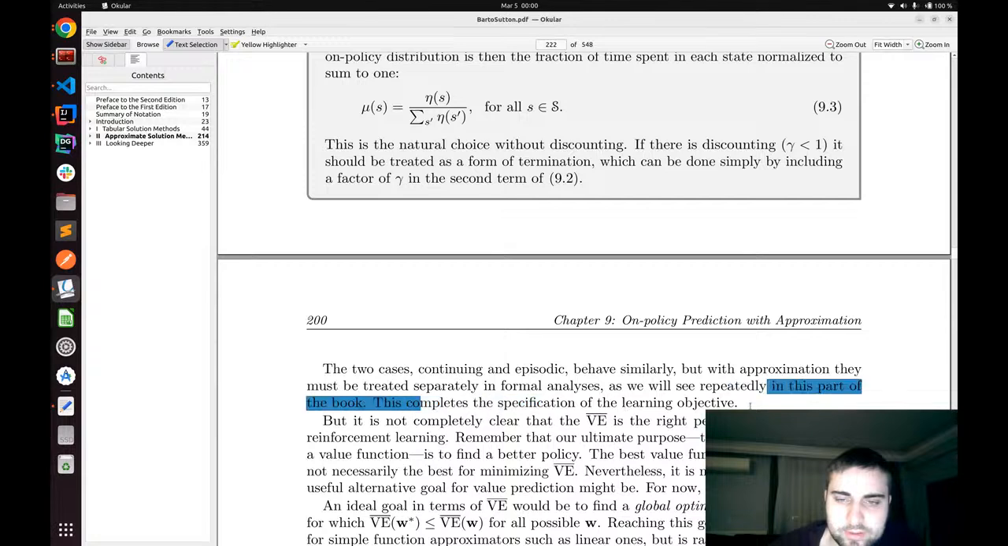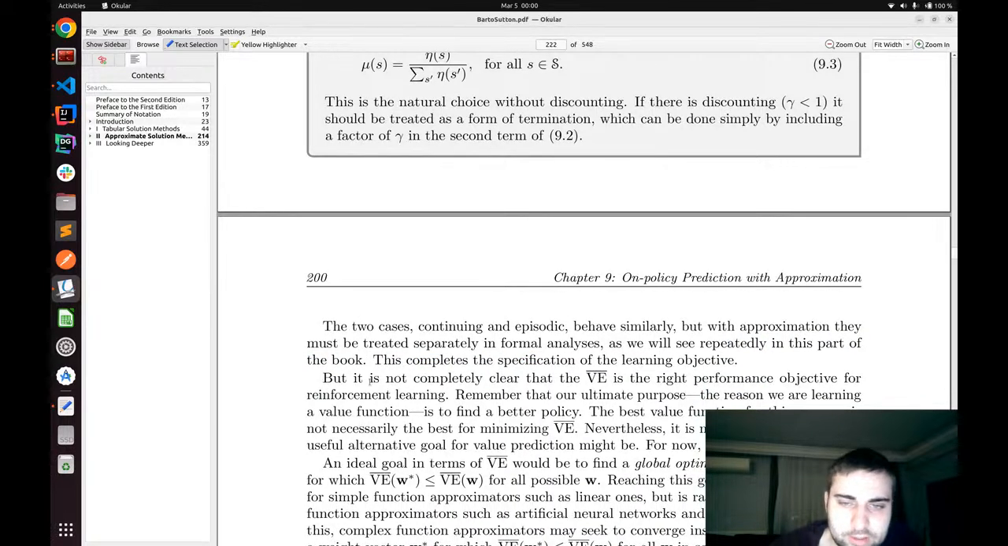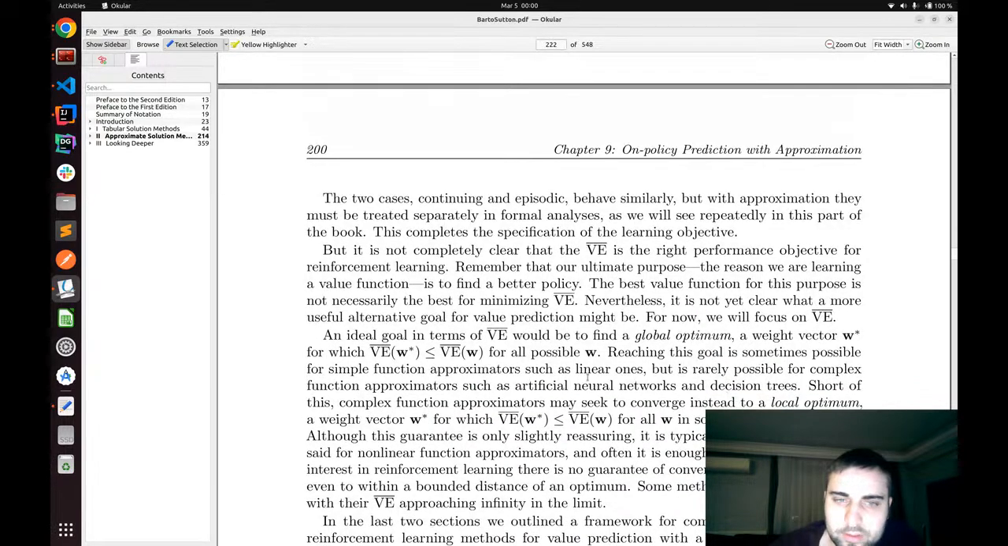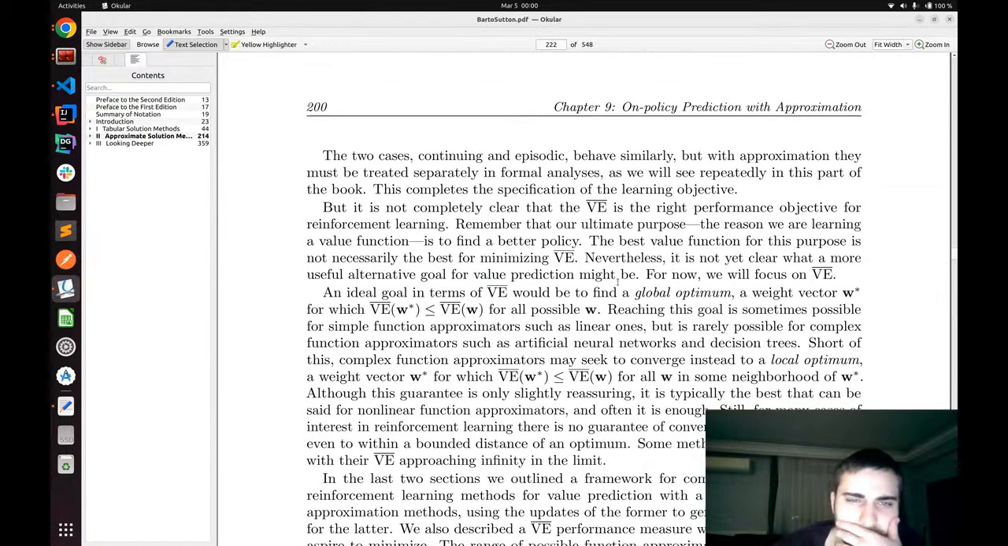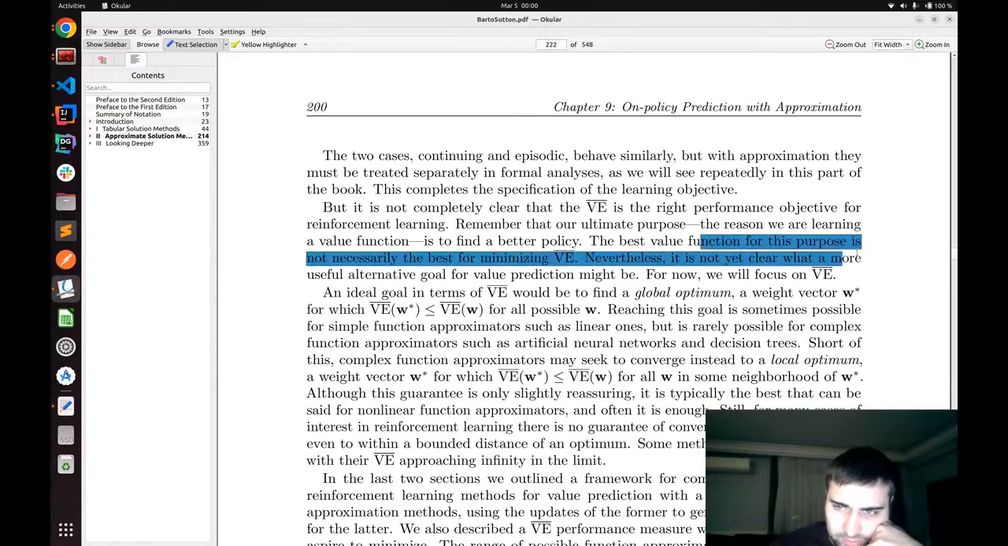This completes the explanation of the learning objective. But it's not completely clear that the VE is the right performance objective for reinforcement learning. That our ultimate purpose, the reason we are learning value functions, is to find a better policy. The best value function for this purpose is not necessarily best for minimizing VE. Nevertheless, it is not yet clear what a more useful alternative goal for value prediction might be.